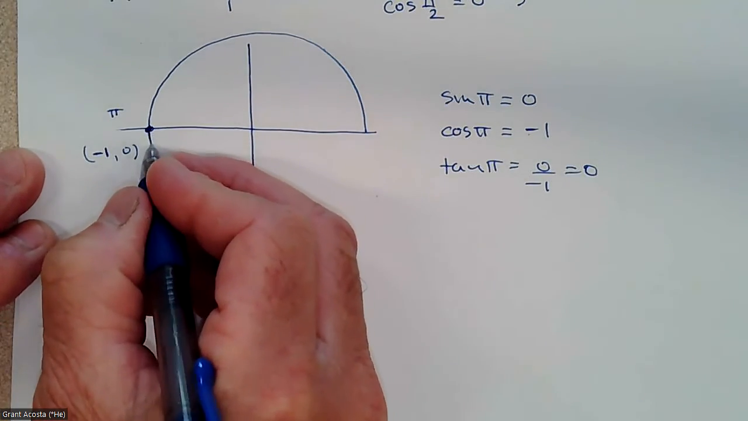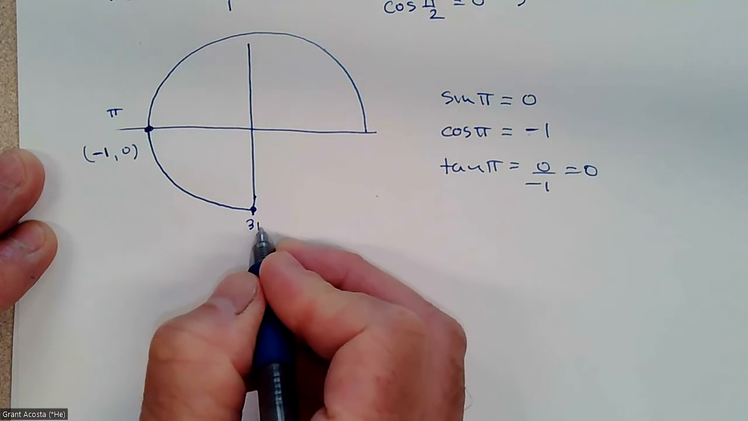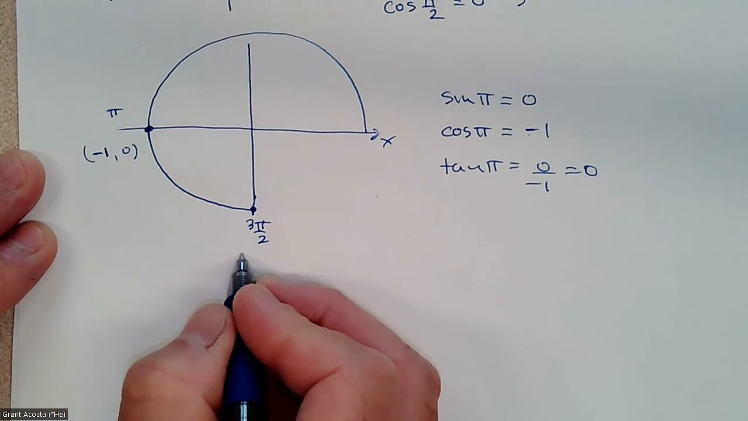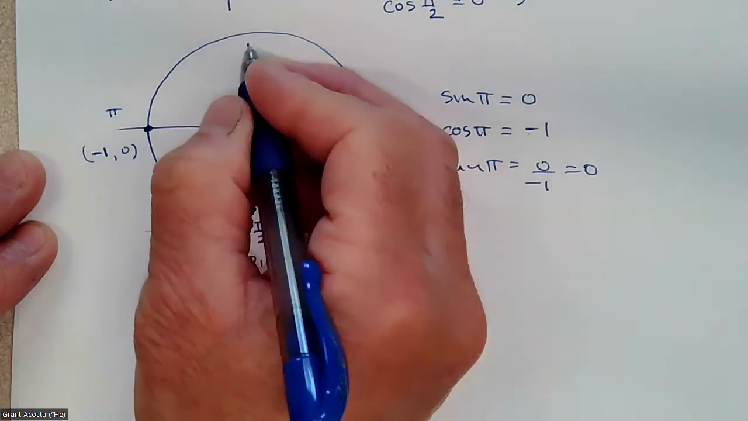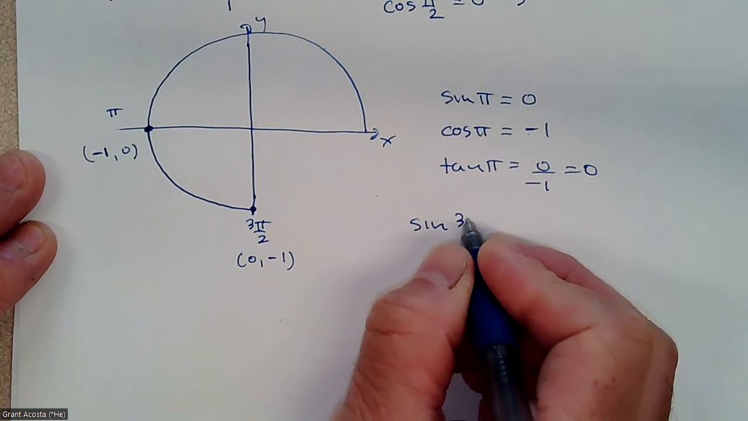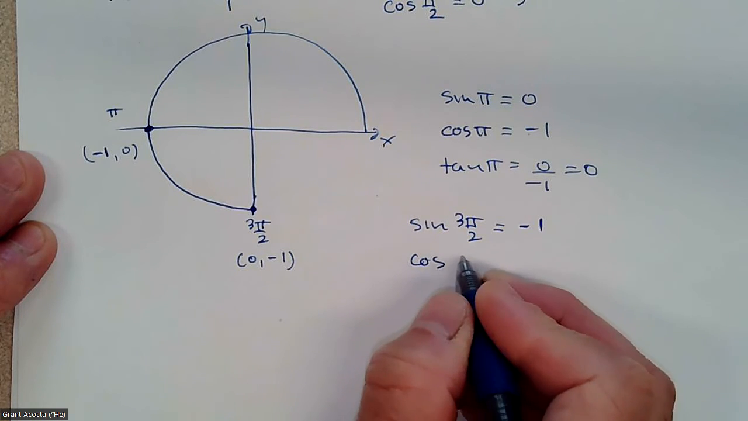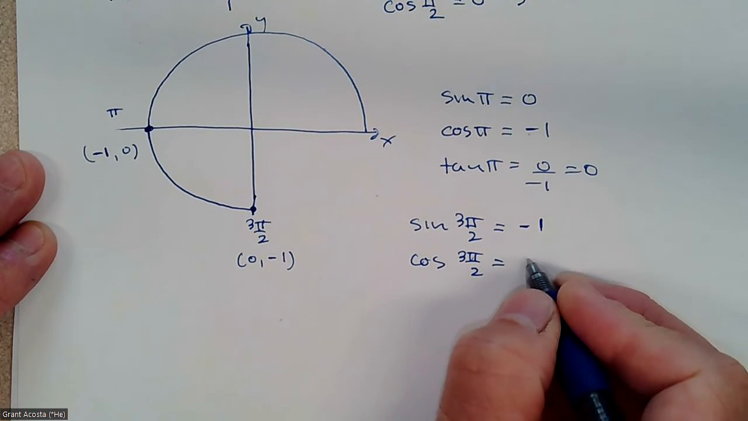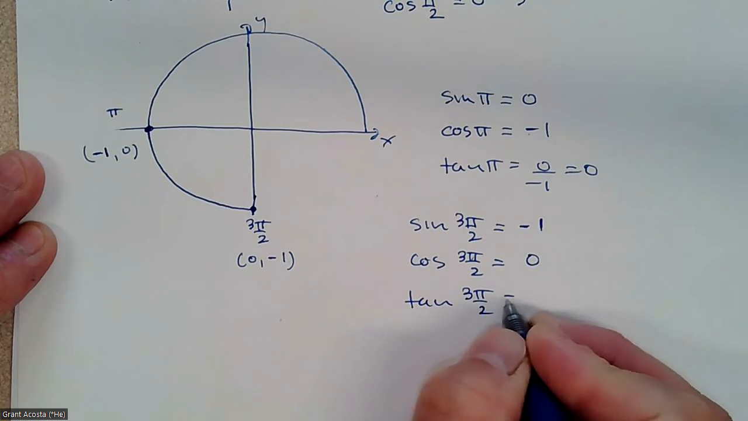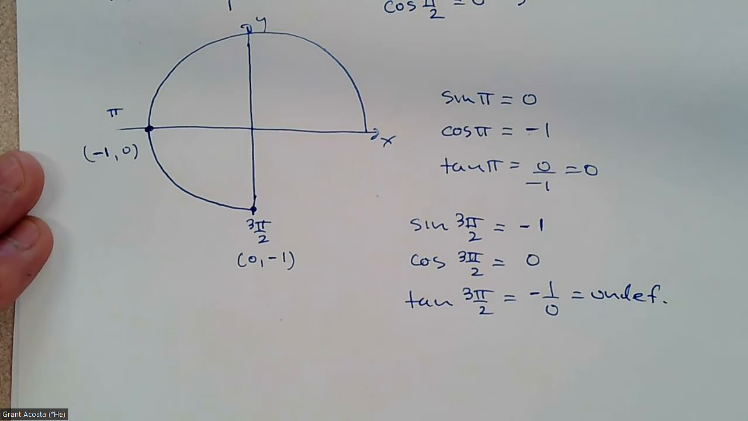If I wanted to do 3 pi over 2, I'll just go a little further down here on the unit circle. This point here would be 0, -1. This is y. So the sine of 3 pi over 2 is the y value, -1. Cosine is 0. Tangent is -1 over 0, which is another time where tangent is undefined.